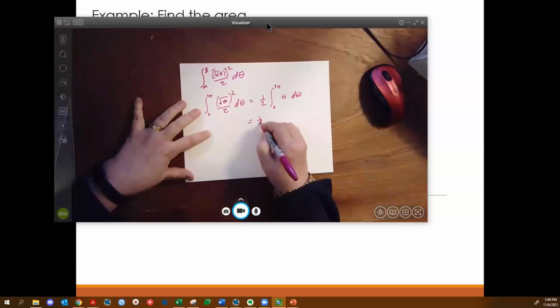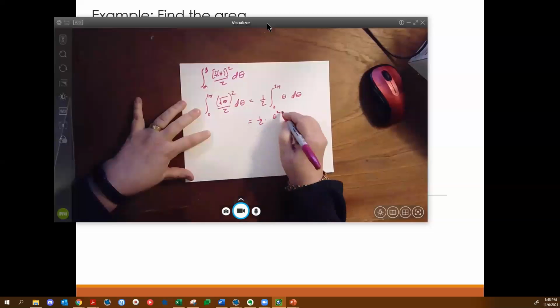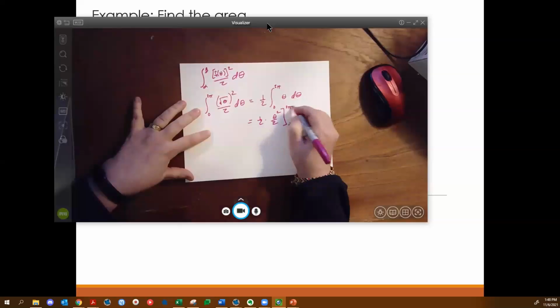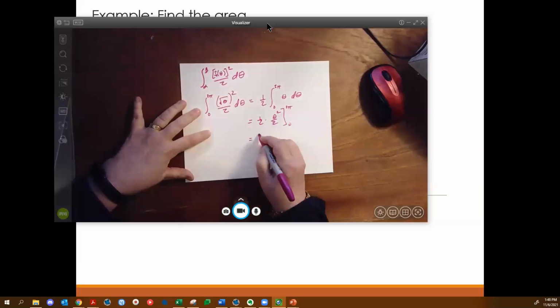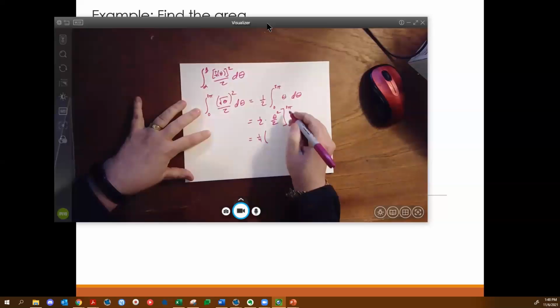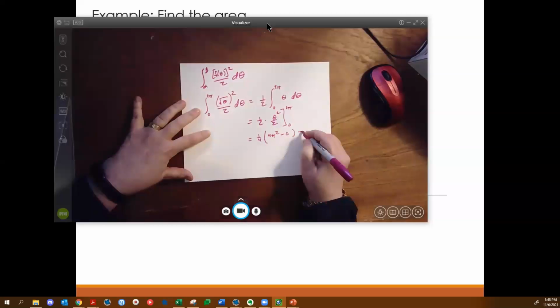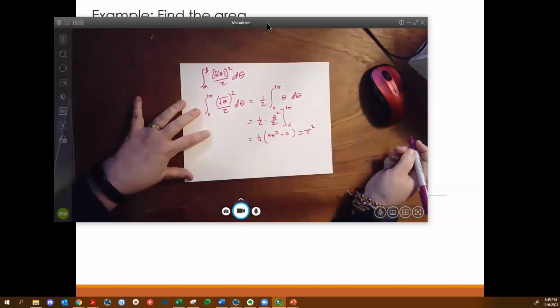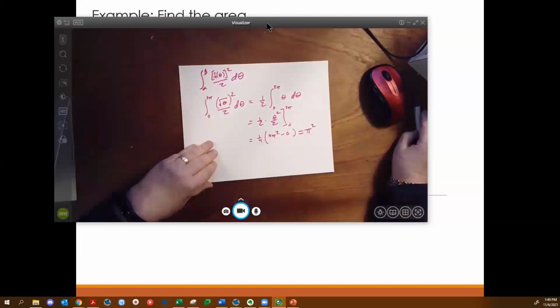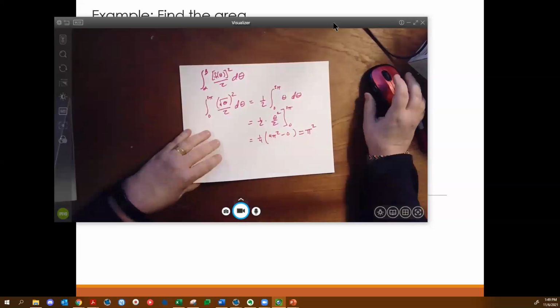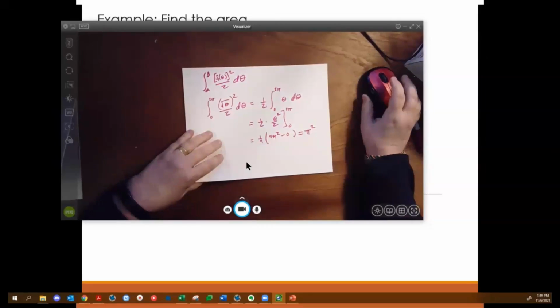Do my calculus magic, I get theta squared over 2. I'm taking this from 0 to 2 pi. I have 1/4 times, if I put 2 pi in here, I get 4 pi squared minus 0. The 4's cancel, so the area of that region is pi squared. So not too bad. Well, the integral is not too bad, and it wasn't too hard visualizing this one. Sometimes it gets a little funky.